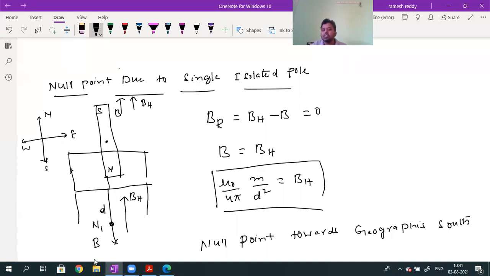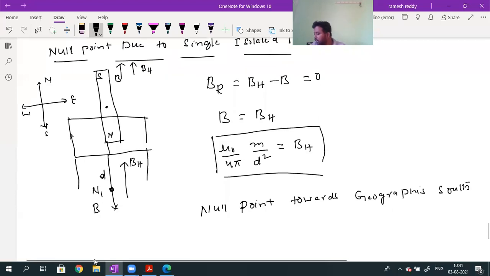When both are in the same direction, whenever the magnetic fields are superimposing and the directions are the same, the resultant can never be equal to 0. This is the common general explanation. For two vectors to have a zero resultant, the two vectors should compulsorily be anti-parallel. Now here B and BH are in the same direction, so due to that reason, we will not get any null point above. This is due to the isolated north pole.